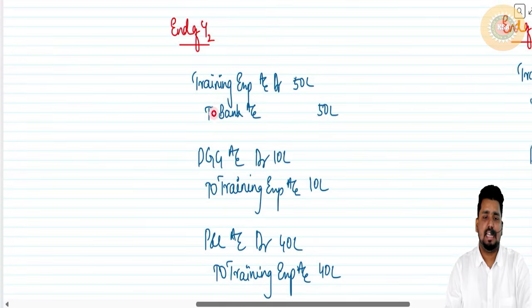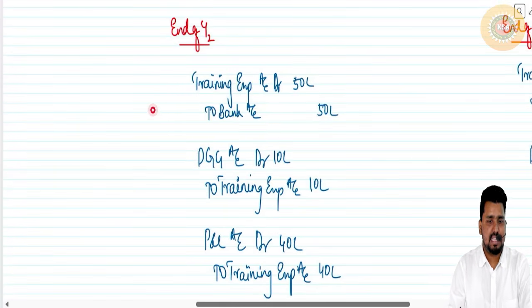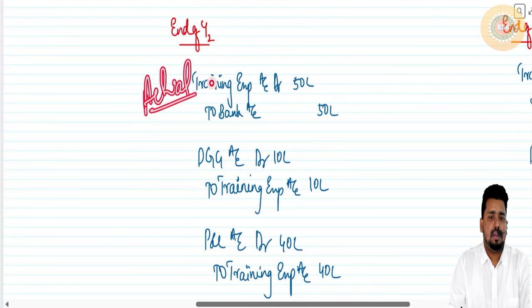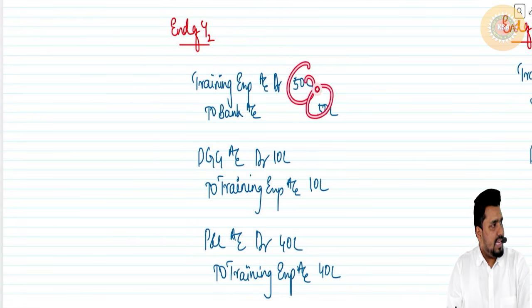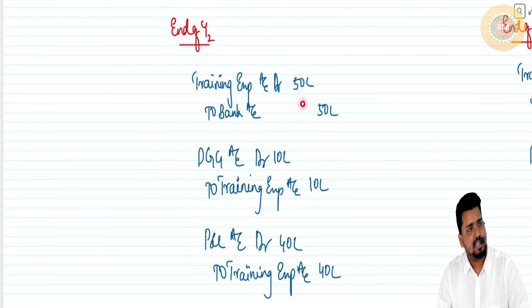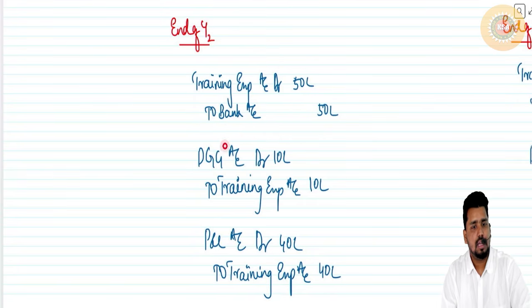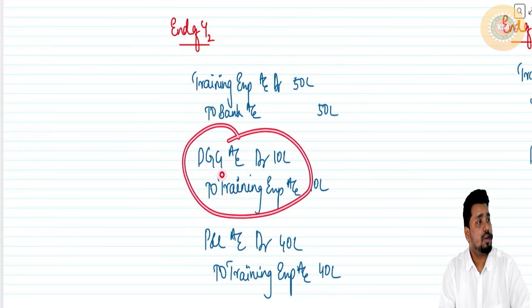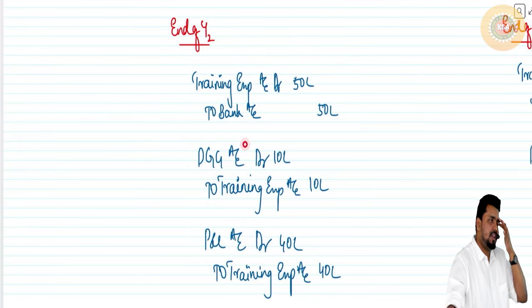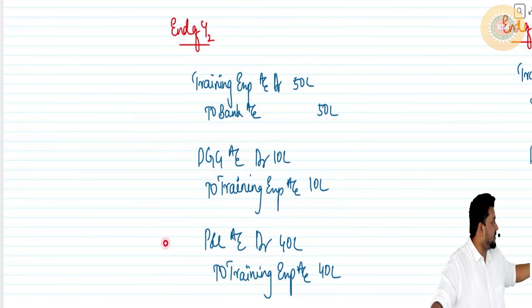At the end of second year, whatever is the actual expense, I am taking as 50 lakhs only, but it can be different. So, training expense to bank. Training expense to, then the DGG is closed and taken to training expense. Correct? Yes or no? If it is second method, what is the journal entry for the second one?